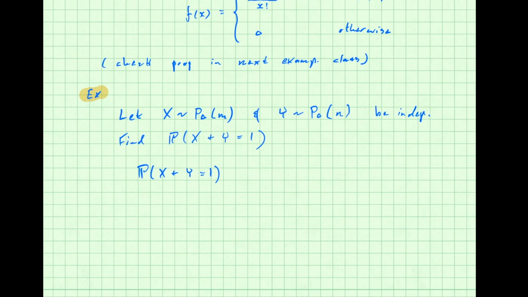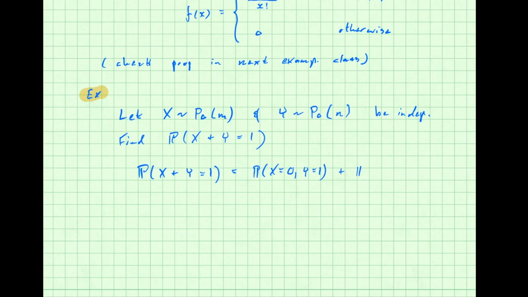maybe X is counting some particular particle hitting a detector, and Y is a different kind of particle hitting a detector. And so what is the probability that the sum of the two is actually 1? So you got one event from one of those particles hitting the detector. So X plus Y is equal to 1, so that's what we want. So this can happen only in two different ways, right? You either get the probability that X is equal to 0 and Y is equal to 1, so that's one way.